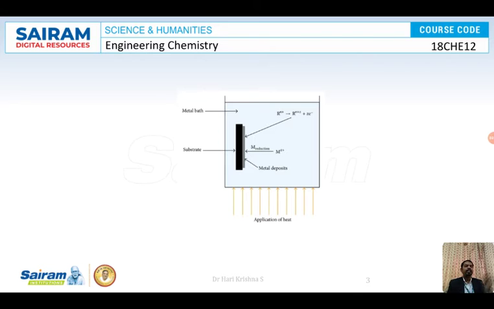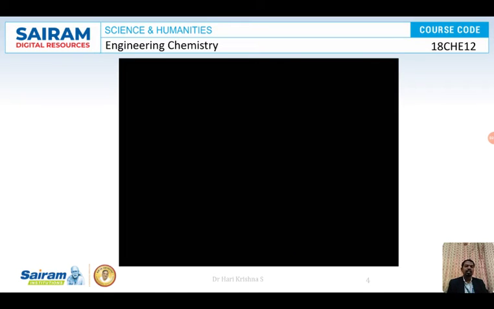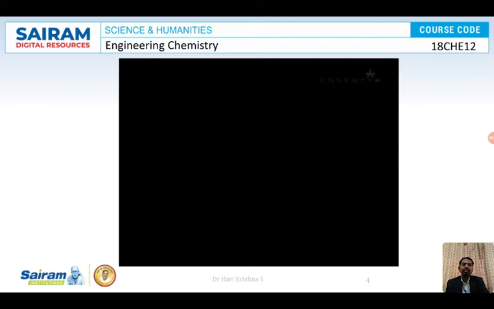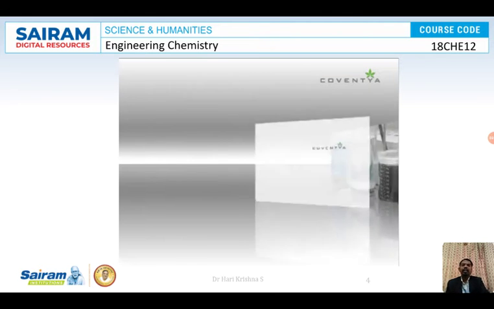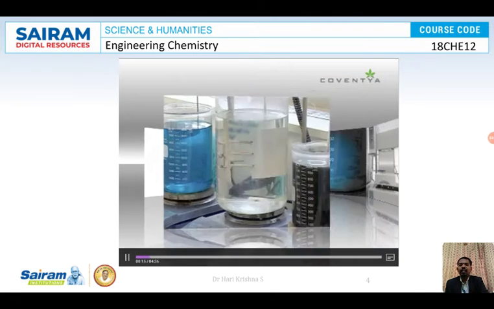We're going to add the reducing agent. After adding the reducing agent, what will happen? The reduction reaction takes place only on the surface of the metal or substrate. There is a small animated video which shows how electroless plating is carried out. So let us see how it is done.